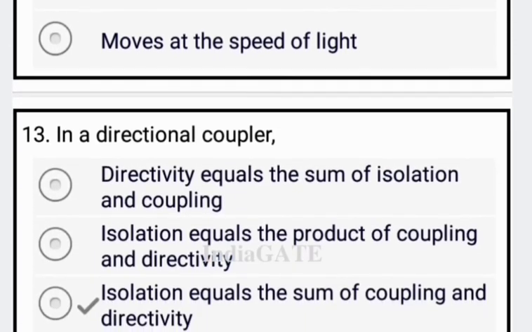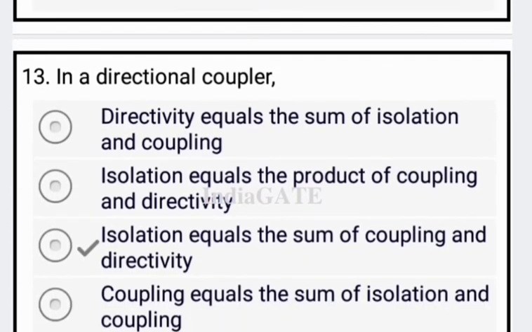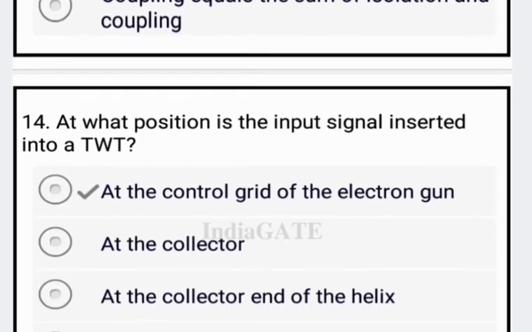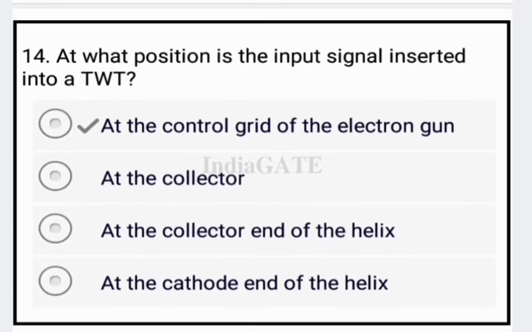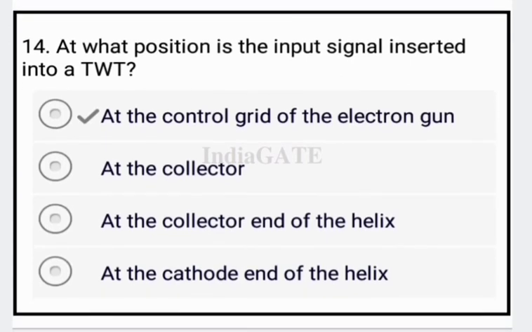Next question, in a directional coupler, the correct answer for this question is isolation equals the sum of the coupling and directivity. Option C is your correct answer. Next question, at what position is the input signal inserted into a TWT? The correct answer is at the control grid of the electron gun. So option A is your correct answer.